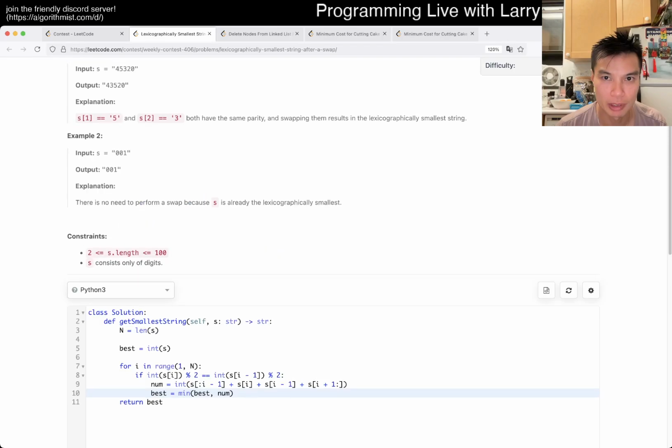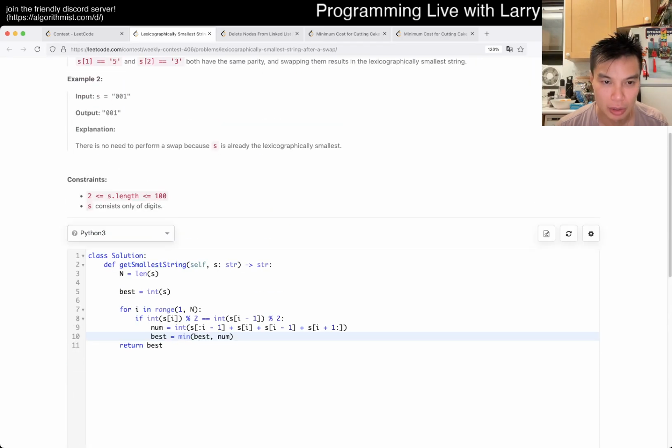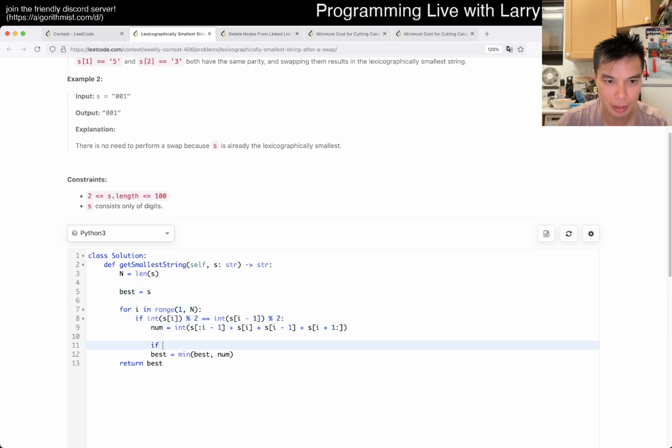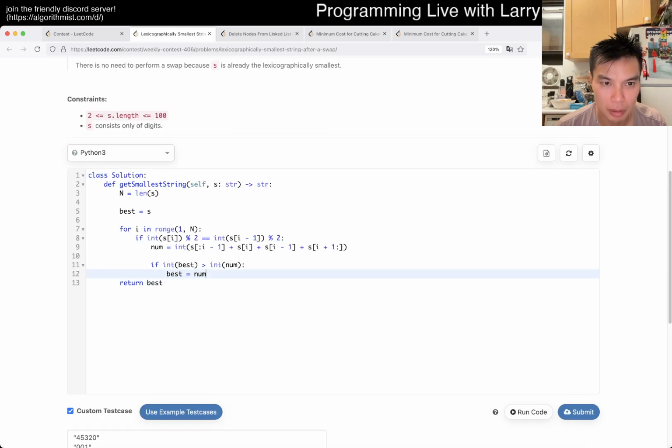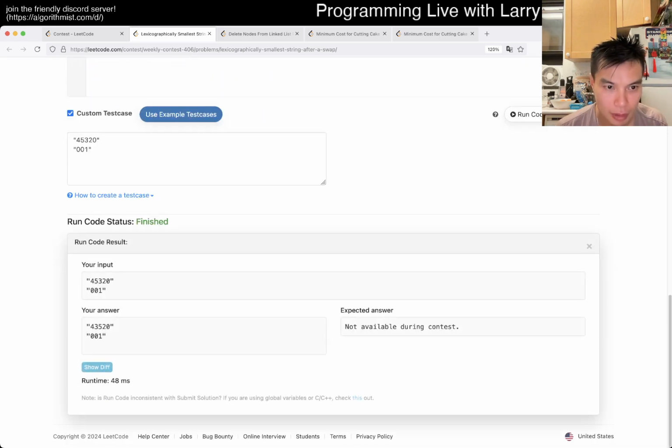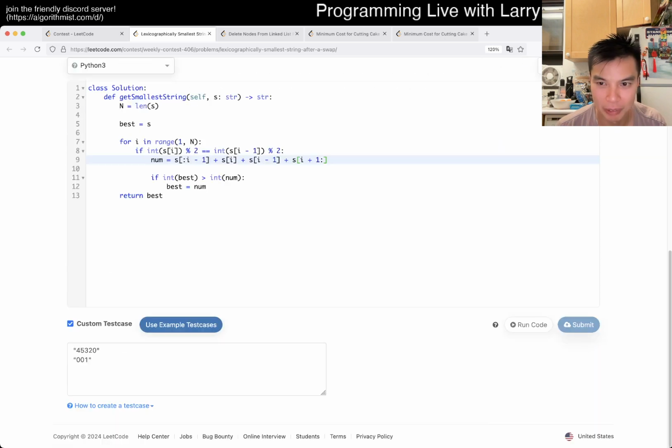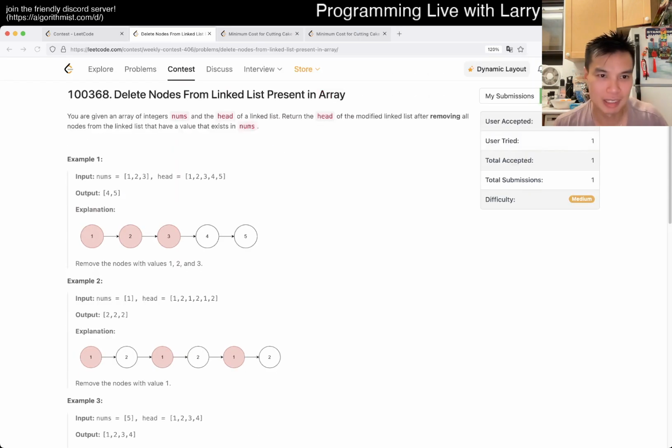So I have to return a string. Okay, fine. If int of best is greater than int of num, then best is equal to num. Okay. What? Oh. Very easy to get wrong. I'm still worried, but okay. I was definitely a little bit slow, but intentionally on that one, just because it's so silly for my part. Okay, focus.